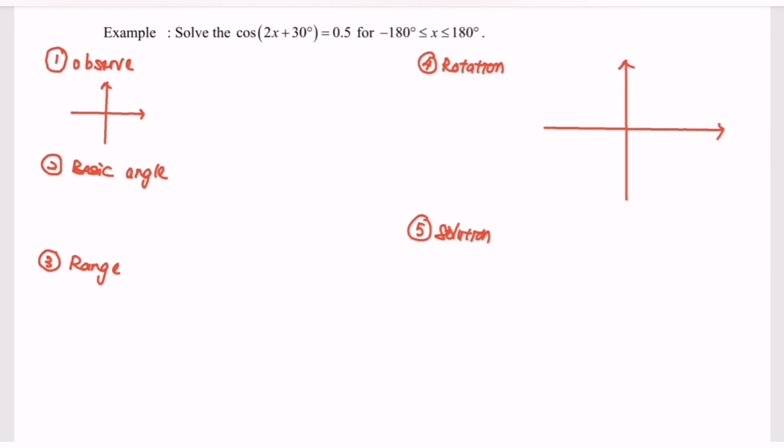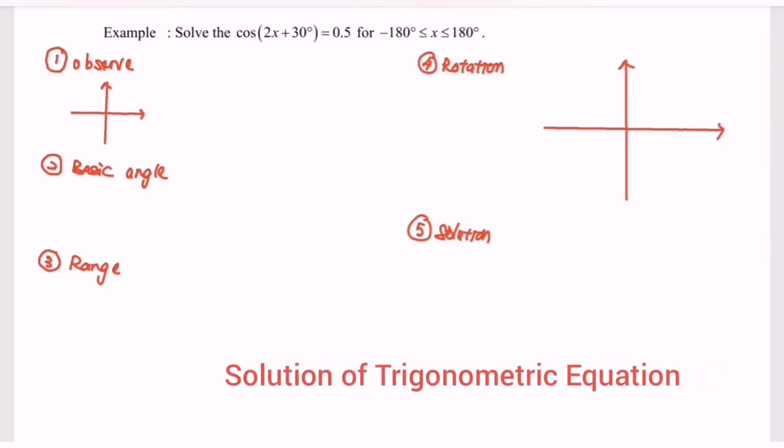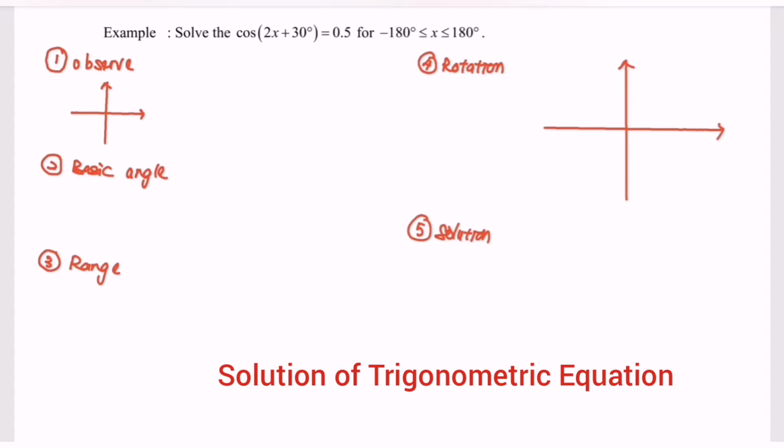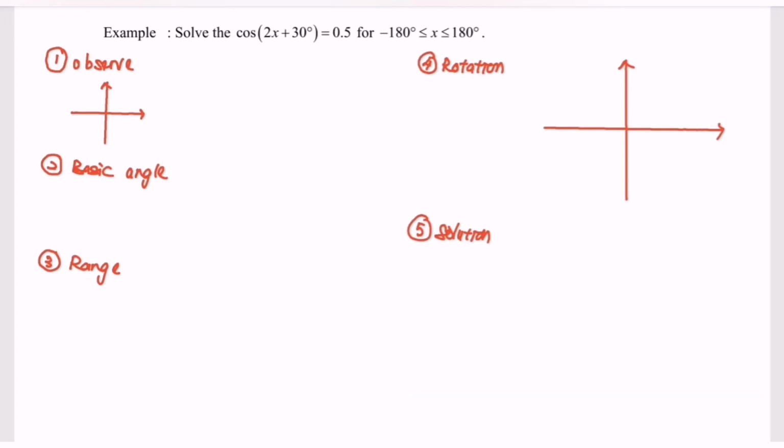Hello everyone, in this video I'm going to discuss the solution of trigonometric equations. I'm going to show how to solve cos(2x + 30°) = 0.5 for the range negative 180 degrees until 180 degrees.